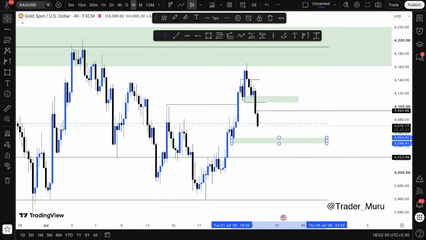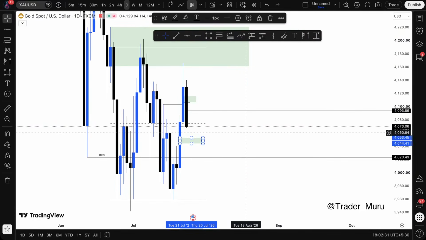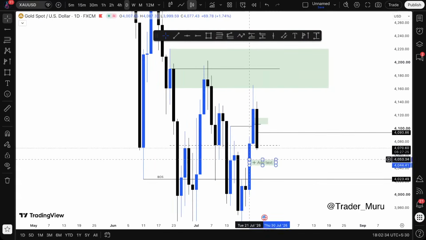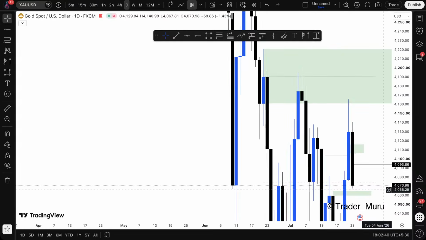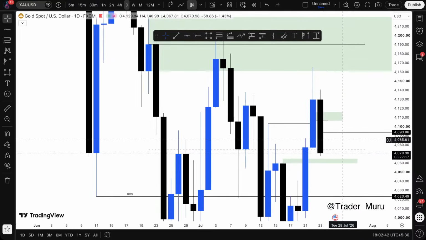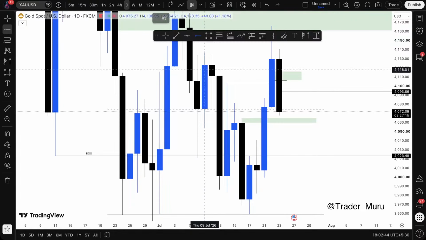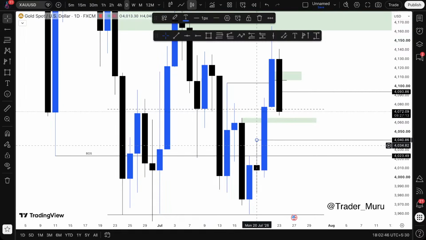Best area from where we can get a bounce is this daily time frame high and this zone here. From this area we will get a small bounce. Below this order block high. So from these two areas we will look for a test and bounce.